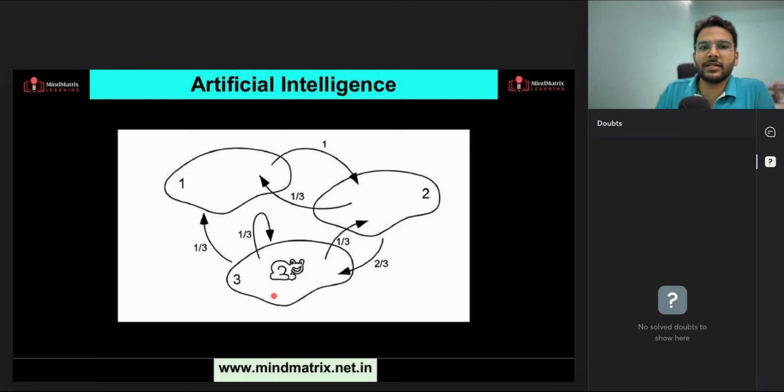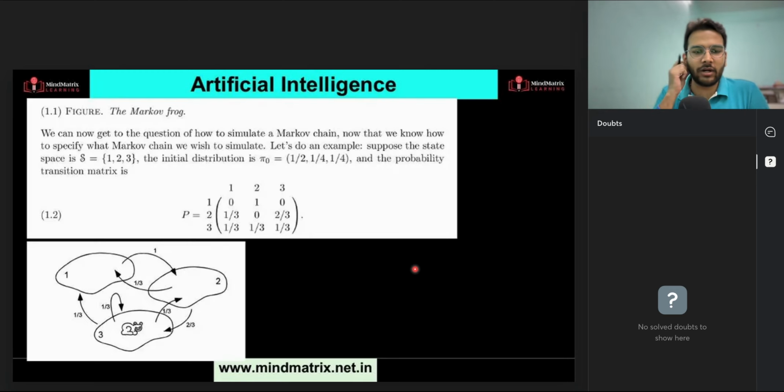Fine. Now let's consider another example to understand the upcoming concepts. There are 3 states present over here: state 1, state 2, and state 3. Let's say a frog is present at state 3. You can understand this Markov chain easily. If I'm present at state 3, 1 by 3 is the probability that I will go to the next state, which is 1, right? Similarly, from any given state, the outgoing arrows' probabilities sum up to 1. You know all these things already now, right? So let's see what it is saying.